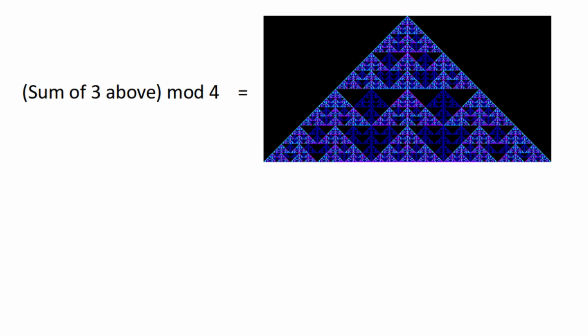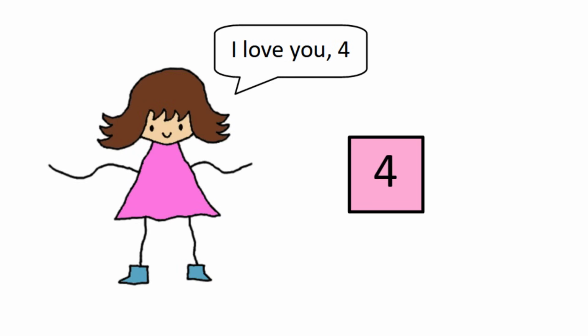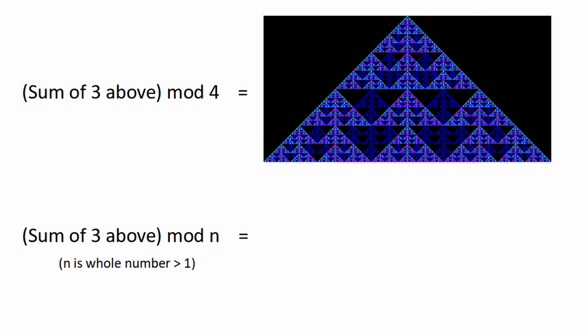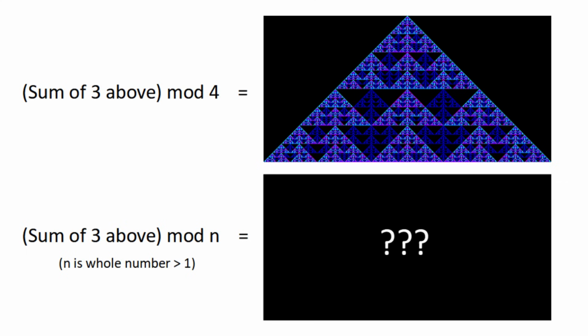But if you think this one is cool, just wait till you see the rest, because this fractal actually has an infinite number of siblings. This one was defined by looking at the 3 squares above and taking their sum mod 4. But this 4 was actually only chosen because it's my favorite whole number. In fact, we can use any whole number greater than 1. So what do those look like?